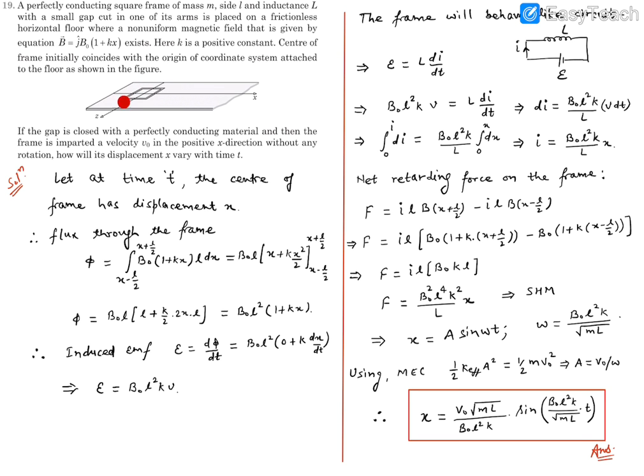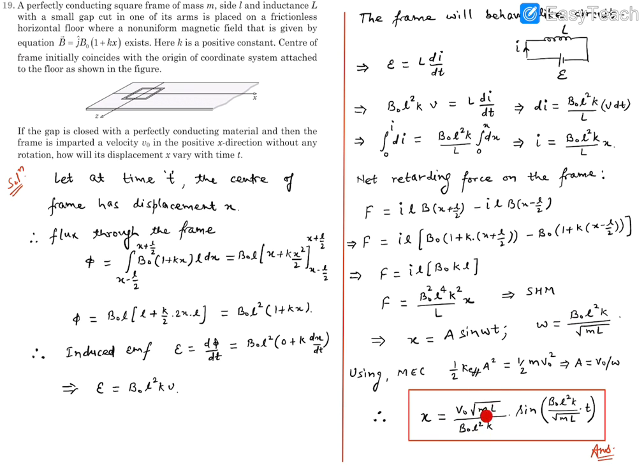Now this A is the maximum displacement of the center from the x equal to 0 location. So we can say there's going to be mechanical energy conservation: half k A squared must be equal to half m v naught squared. This v naught was the velocity at the mean position, or we can simply say v naught must be A omega. So A must be v naught by omega. Omega we already know, v naught is given to us, so A can be calculated. Now this x became A, which is v naught by omega. Omega is this number, so it's v naught under root of m L divided by B naught L squared k.